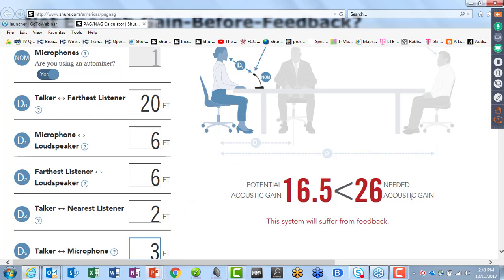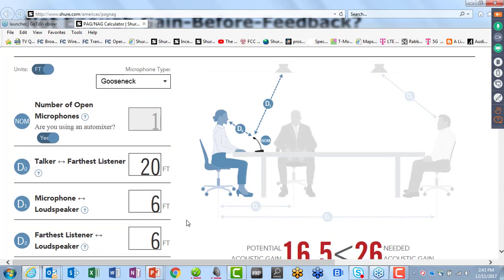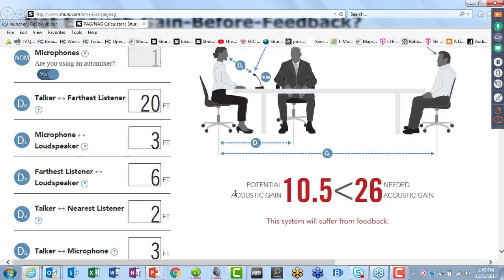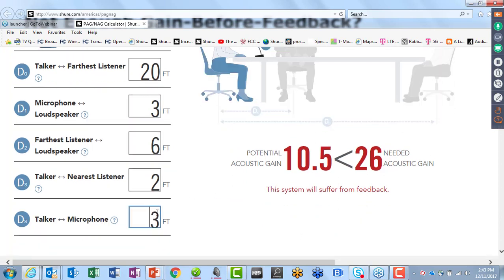What do we say here? Well, we're saying we need 26 dB of gain. We're only getting 16 and a half. So that means this system will suffer from feedback. Now, what can we do here? Well, let's see. We can probably move the microphone further from the loudspeaker, possibly. That got us closer. Still not there. We can move the microphone closer to the talker. No, you went the wrong direction with that.